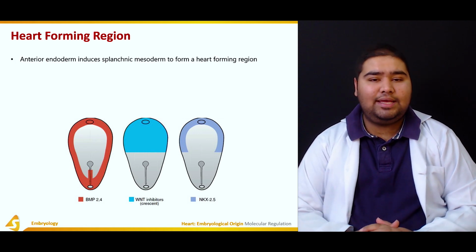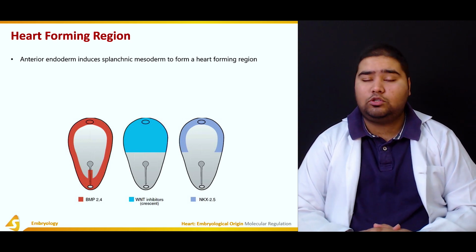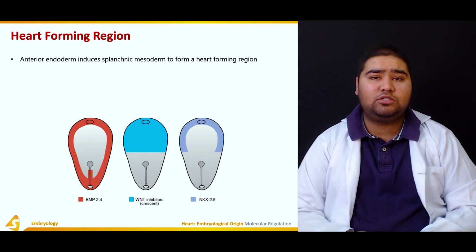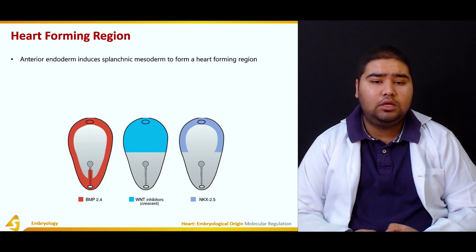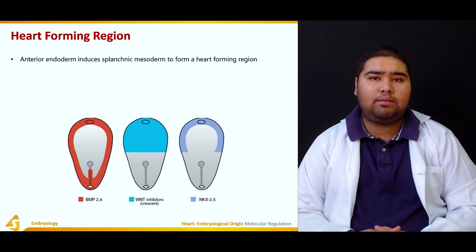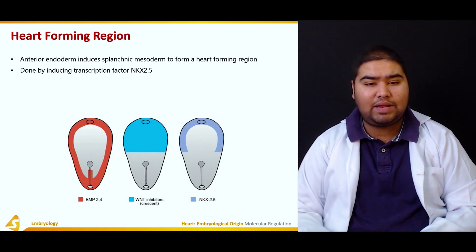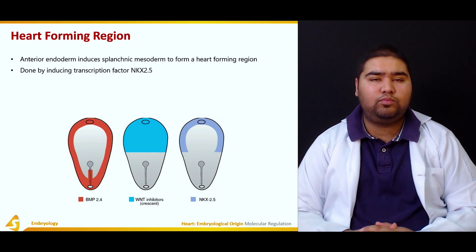So the anterior endoderm induces the splanchnic mesoderm to form a heart-forming region. We talked about this before. The splanchnic mesoderm is very important when it comes to formation of the heart. So the anterior endoderm is now inducing the splanchnic mesoderm. And how is it inducing the splanchnic mesoderm? By inducing the transcription of NKX 2.5. NKX 2.5 is not an acronym but simply a transcription factor.